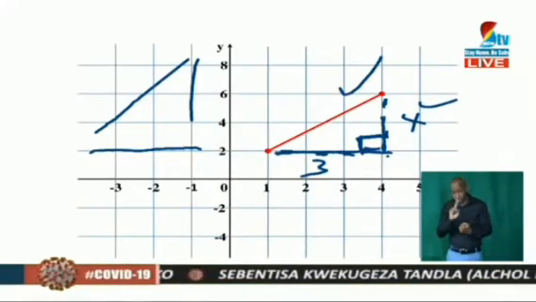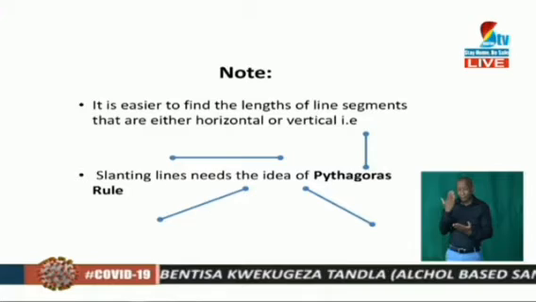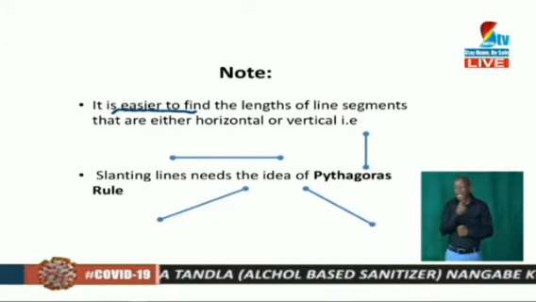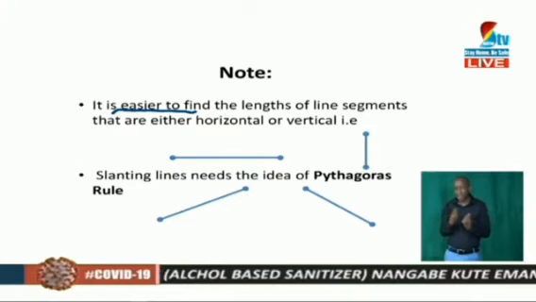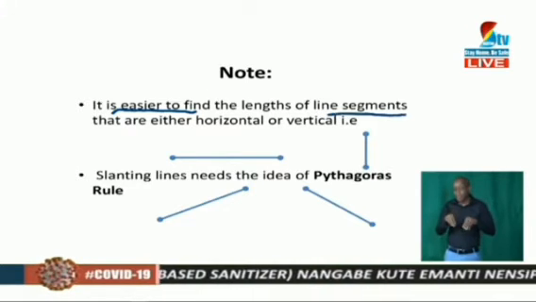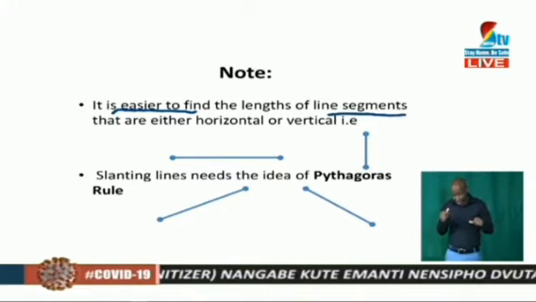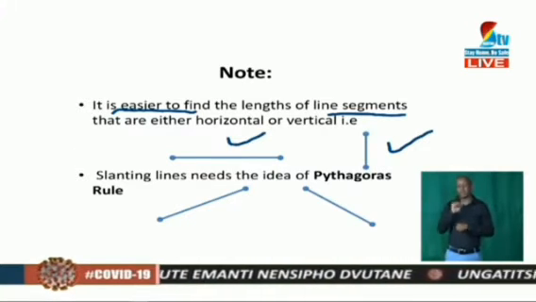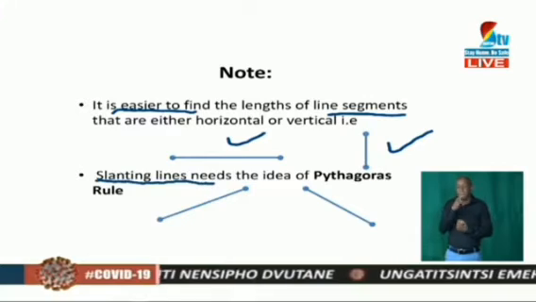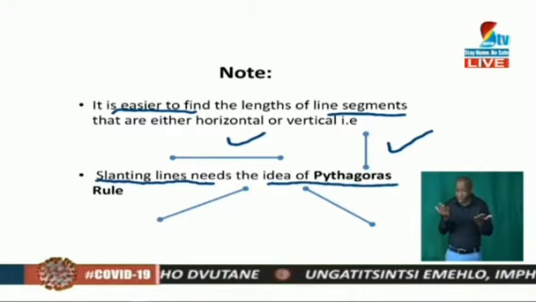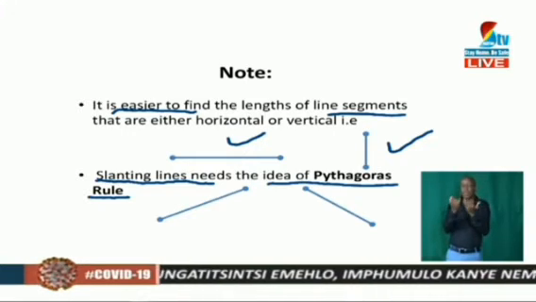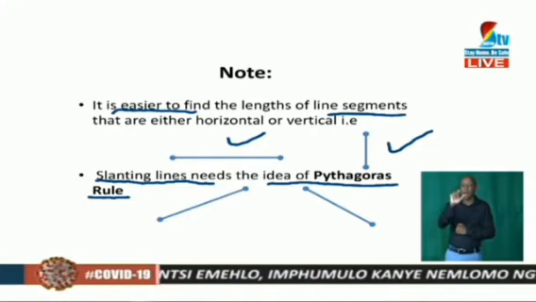What I wanted us to note from our previous discussion is that it is easier to find the length of line segments that are either horizontal or vertical. We've seen that. But slanting lines need the idea of Pythagoras rule. So let me remind you what Pythagoras rule states.